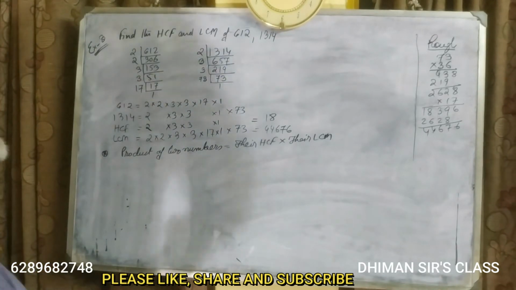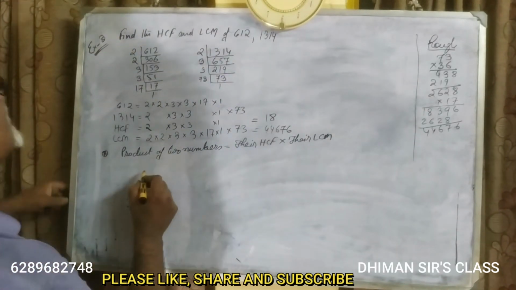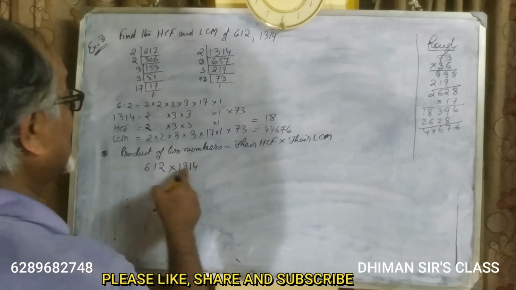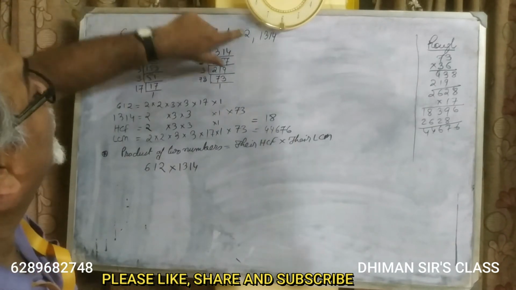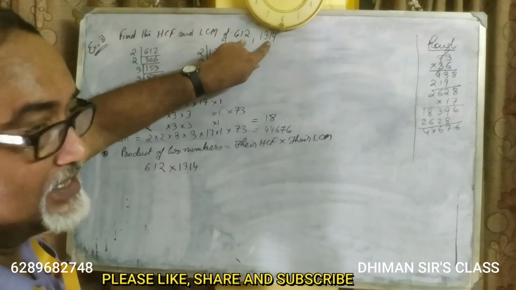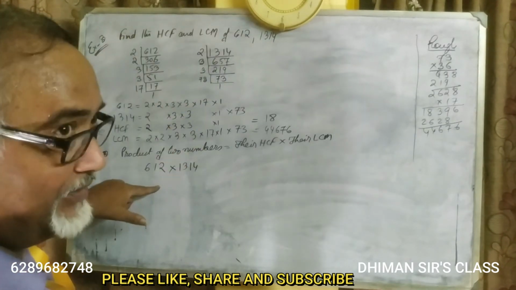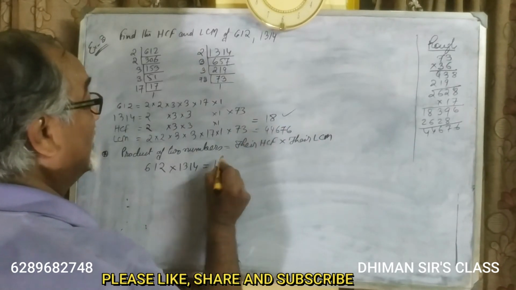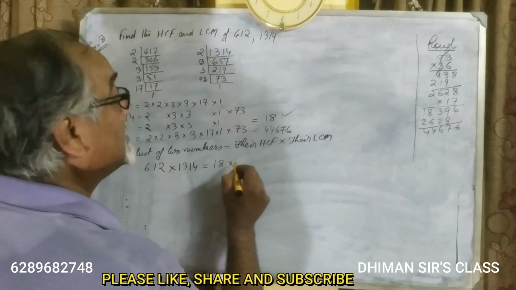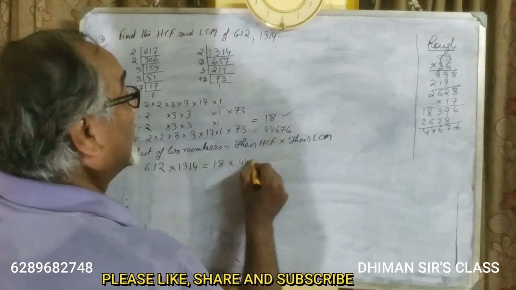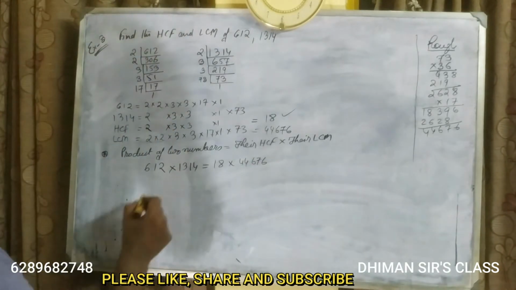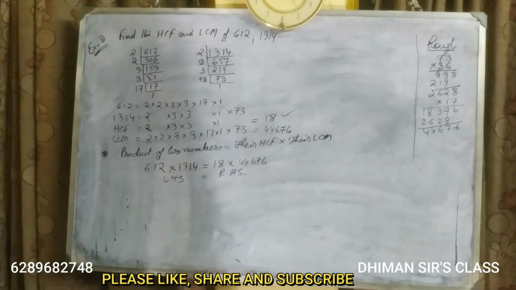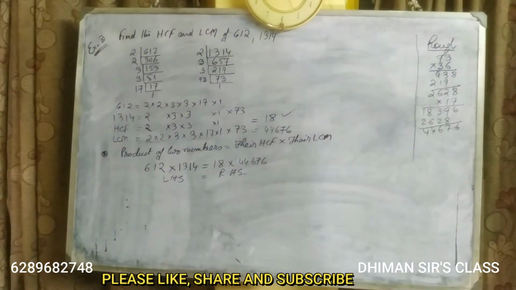Right. So, product of two numbers. What are those two numbers? You must see 612 into 1314. These are the numbers which are given to us, of which we had to find the HCF and LCM. So, product of two numbers, those two numbers which are given in the question, is equal to their HCF. How much is HCF? 18. Into their LCM, that means into LCM is 44676. So that means the left hand side should be equal to the right hand side. Isn't it? So LHS must be equal to RHS.